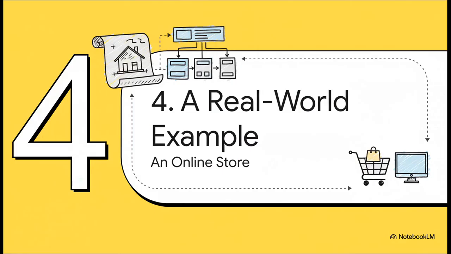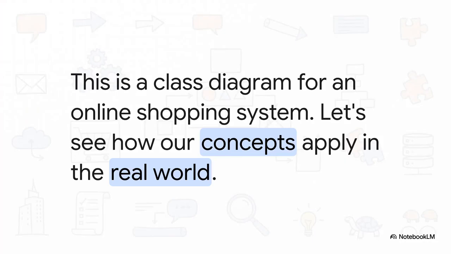And now for Section 4, a real-world example. We've gone over the individual pieces and the lines that connect them, so now let's see how this all comes together in a complete blueprint for something you probably use all the time, an online store. Okay, check this out. Let's imagine we're looking at the blueprint for an online shopping system. You'd have classes for everything: customers, products, shopping carts, you name it. We're going to break down a few of the key relationships you'd find in a diagram like this.